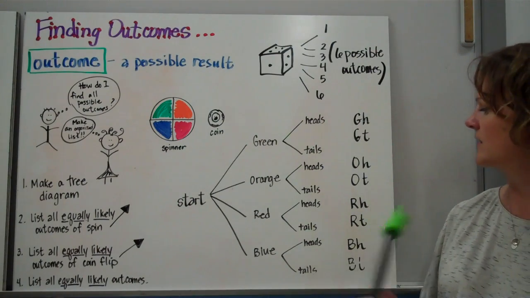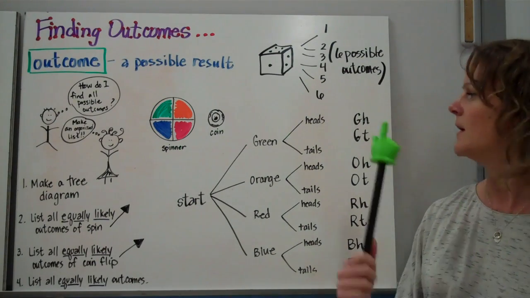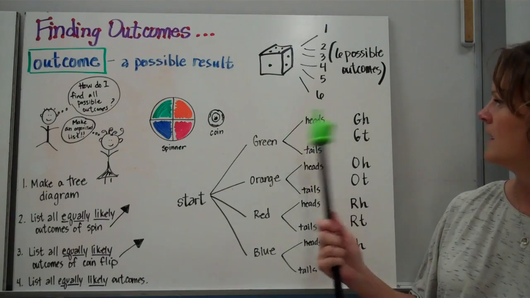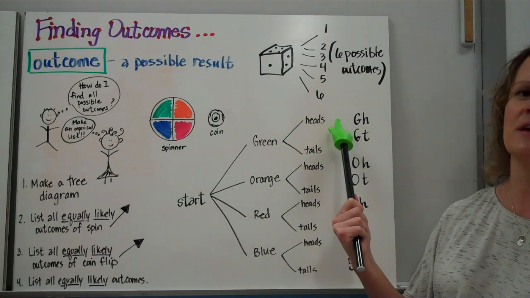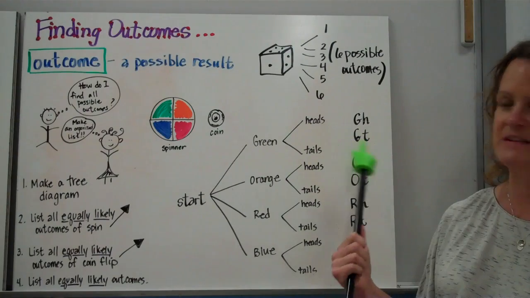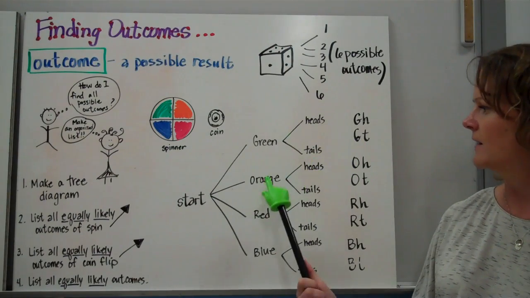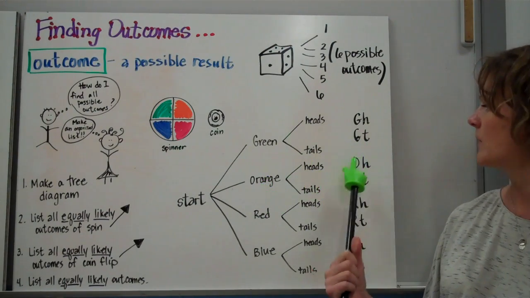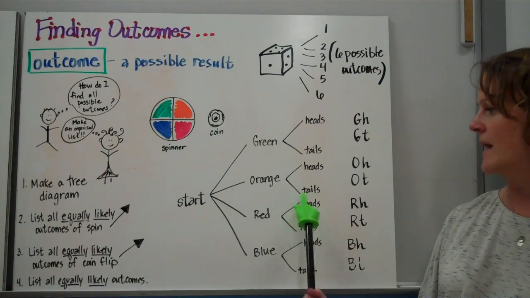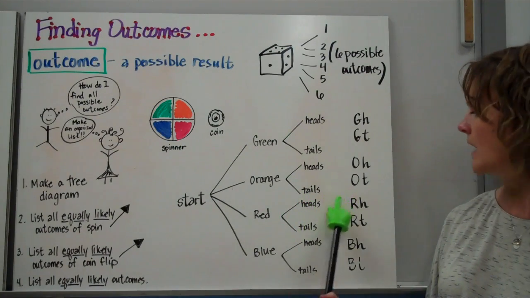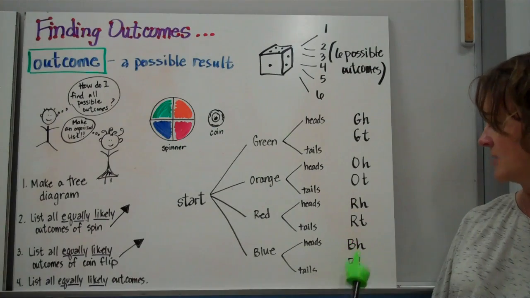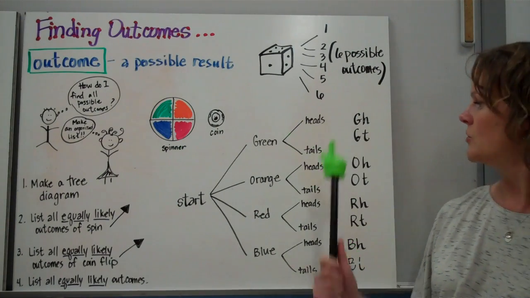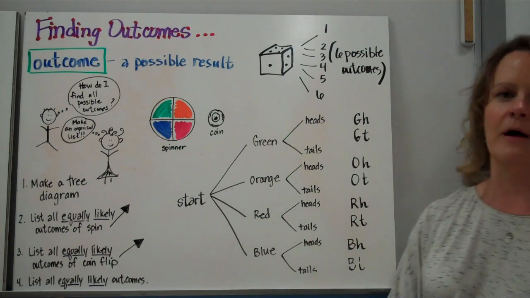So if you look over here, you can see my list, and I've abbreviated it a little bit. So I have green heads and green tails, and that's what you see here as GH and GT. I've got orange heads and orange tails, OH and OT. Red heads, red tails, RH, RT. Blue heads, blue tails, BH, BT. So you can see here that I have 8 possible outcomes.